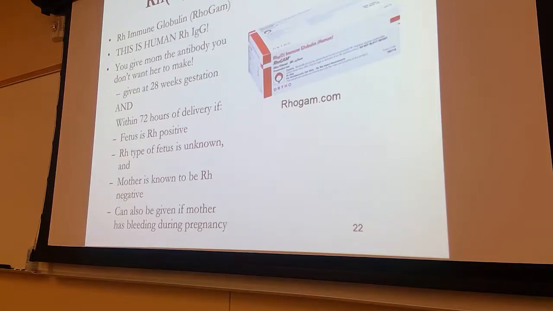Why does this immunization work? It's the same thing we don't want Britton to make. It's the same identical antibody. How does it prevent HDN when the same antibody, if her body makes it, will cause HDN? And that stands for hemolytic disease of the newborn. And here's how it works.